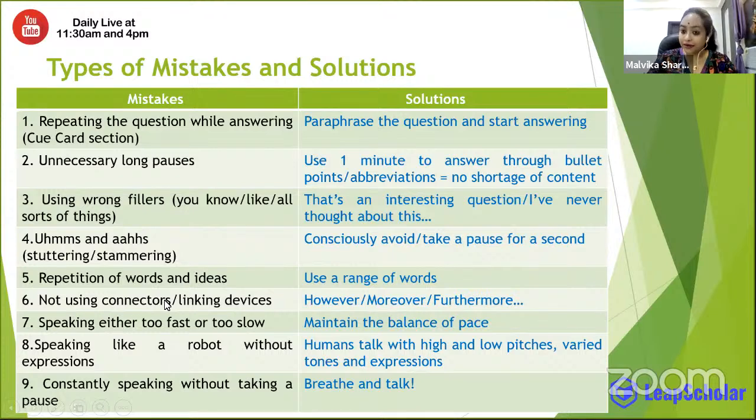Not using connectors and linking devices. Yes, this is one big point because I want you all to connect your speech well. This is how you show that you have a hold over language and you're comfortable using it. When you bring in whereas, furthermore, however, moreover, please use these connectors. Okay? You will definitely score a high band. Trust me with this.